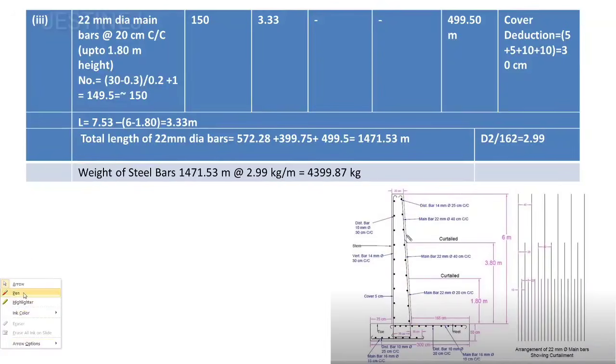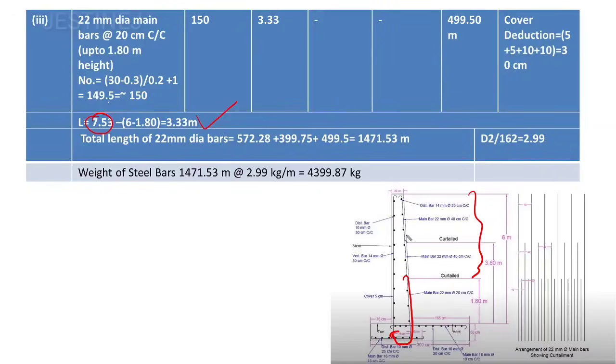Okay, so the last case, that is up to 1.8 meter. The same procedure is repeating here also. The length is going to be 7.53, and we have to reduce this much distance. Our aim is to calculate up to this much only. So you will get 3.33 meter, and the same procedure is repeated here also.